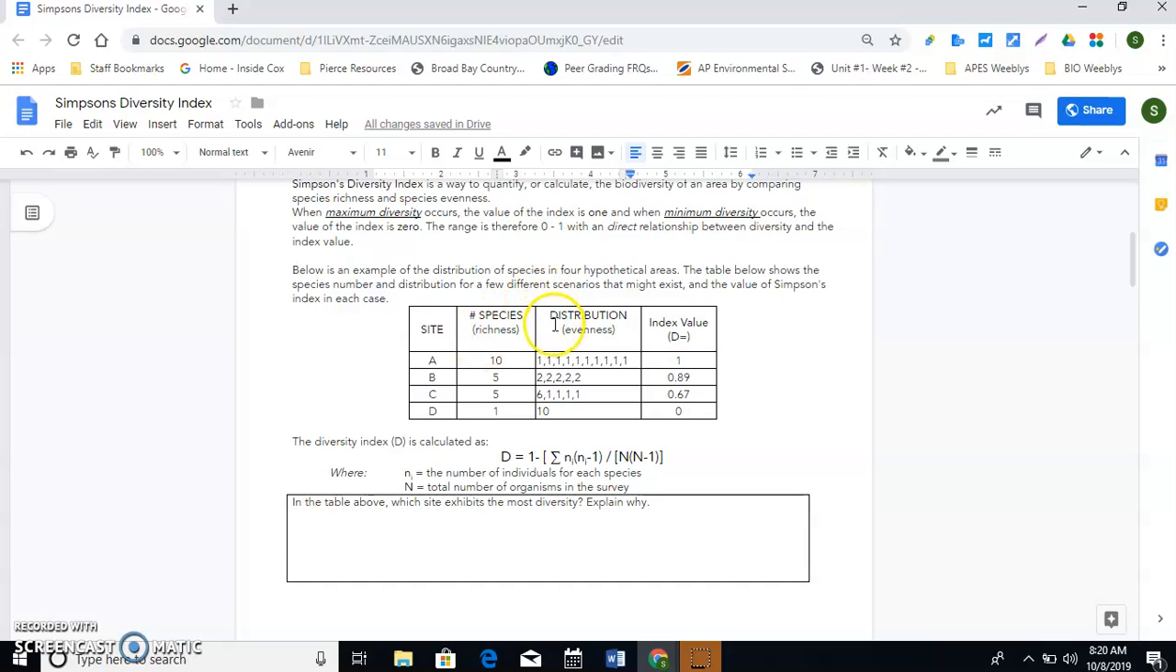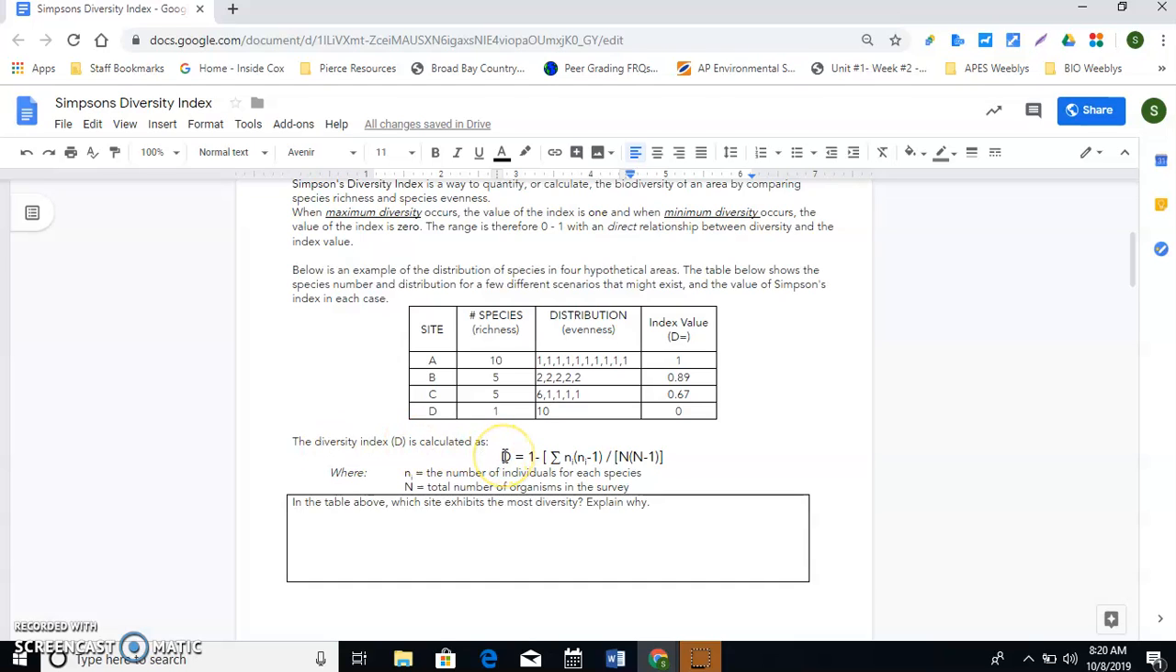Now let's look at our evenness, our distribution. Out of all 10 species, Site A has 1 of each. Site B has 2 of each. So technically A and B are exactly the same in terms of evenness. C is skewed towards one of the species, and D obviously only has one type of species. So then we have to say, between A and B, which one is better? Well, this is how we're going to figure it out, through the diversity index.